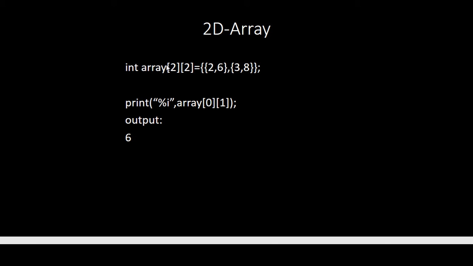Integer array with 2 bracket here, 2 and another 2 in another bracket. It means the first bracket 2 means that there's 2 set of values. And the second bracket means that in each set there's 2 value. So when we print array 0, 1, 0 refers to the first set, the one with the value 2 and 6, and 1 refers to position 1 here, which is 6. Then the output for this array will be 6.